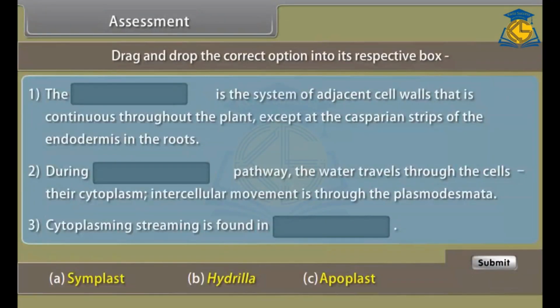Assessment. Let us take a break and see how much you have learnt. Drag and drop the correct option into its respective box.